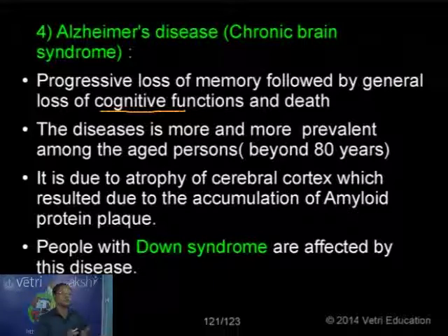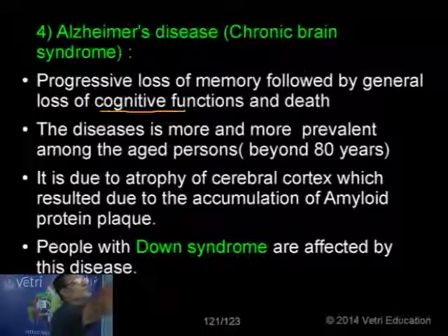Here the atrophy of the cerebral cortex normally results from the degeneration of the neurons with accumulation of one type of protein, amyloid protein plaque. A covering is formed above the cerebral cortex from the degenerated neurons and the amyloid protein, leading to plaque formation, which ultimately results in Alzheimer's disease. It is attributed that people with Down syndrome are mostly affected because of the presence of a gene in the 21st chromosome. So people with Down syndrome are affected by chronic brain syndrome.